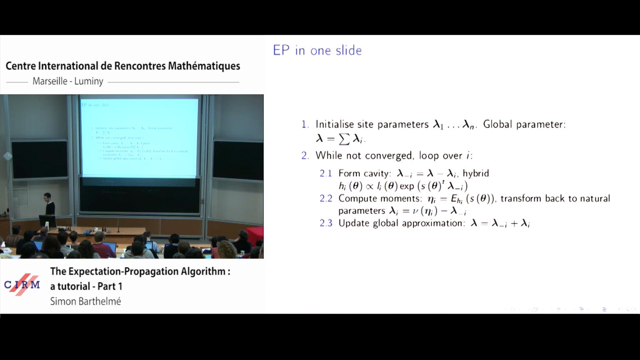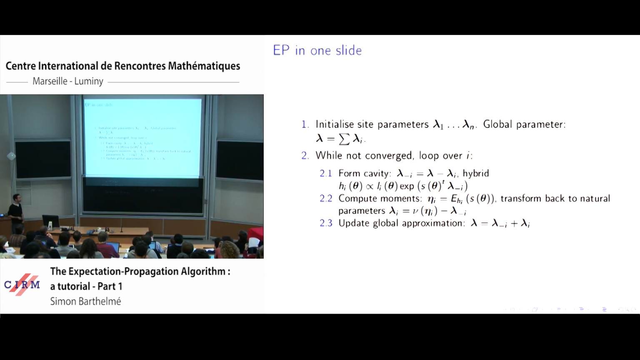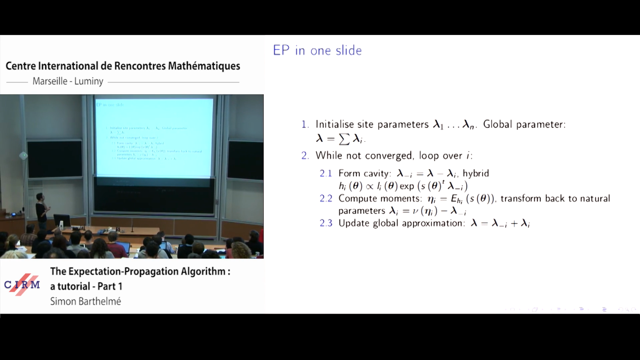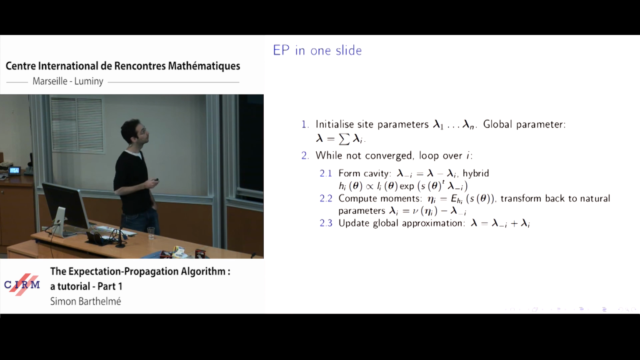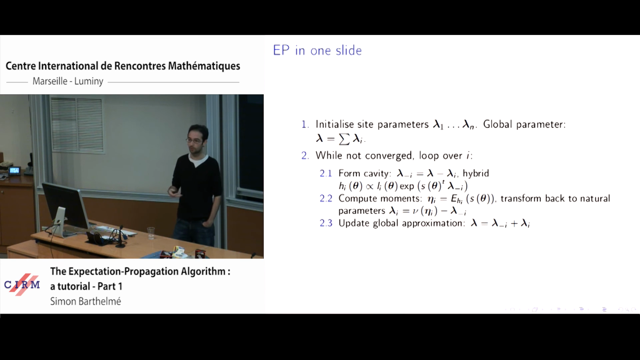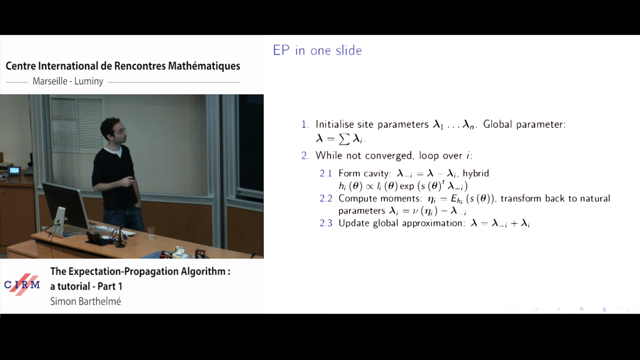And this allows me to give you the whole EP algorithm in just one slide, which is very nice. So how does this work? Well, EP starts out by initializing site parameters. Per site, you have one set of natural parameters, call them lambda_1 to lambda_n, and then a global parameter, which is just the sum of all the contributions from all the individual sites. And EP just does the following. If you haven't converged yet, you loop over the i's, and you form a cavity, lambda minus i, which is your big global lambda minus the contribution of a single site.